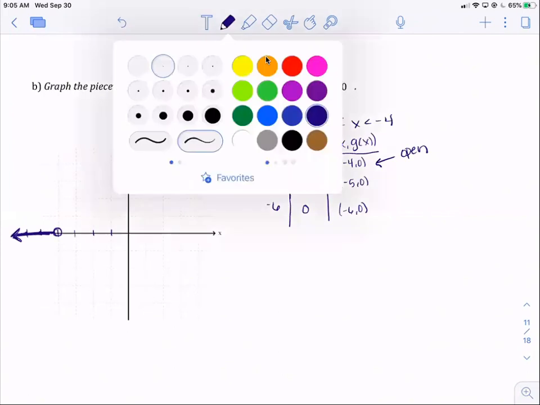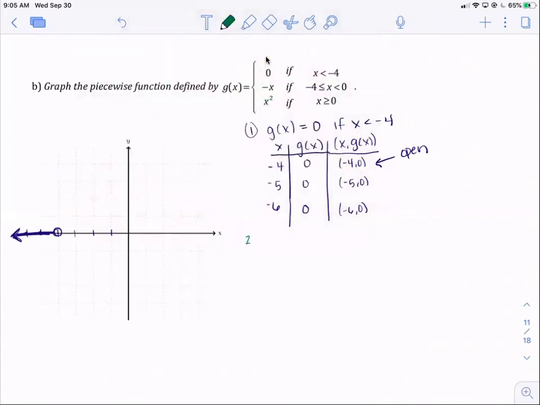All right, now let's look at part 2 of our graph. So now we have g of x equals -x if -4 is less than or equal to x, which is less than 0. Okay, since we have a compound inequality, we want to always include both of these numbers. So we're going to include -4 and 0. And let's pick a number in between them. Let's do -2.